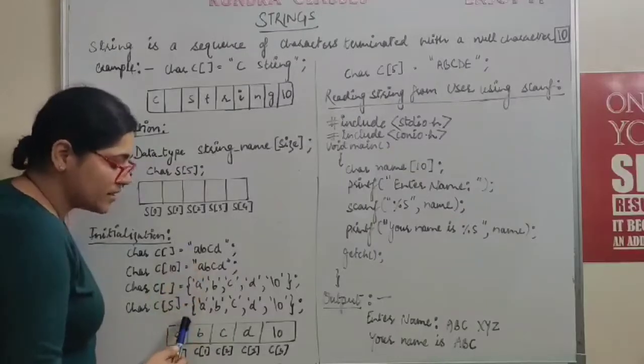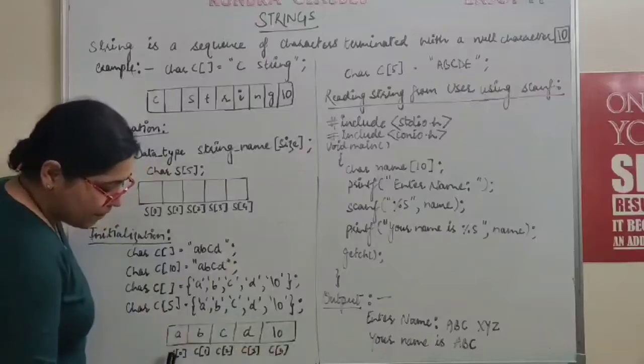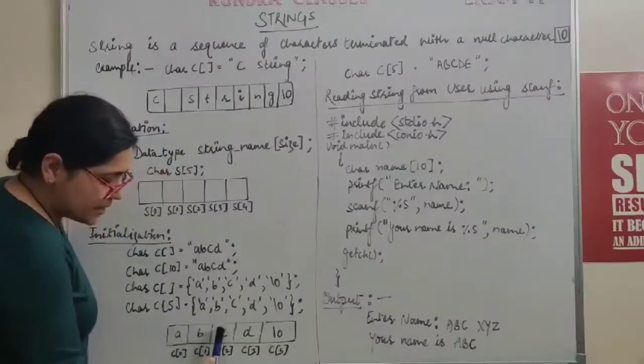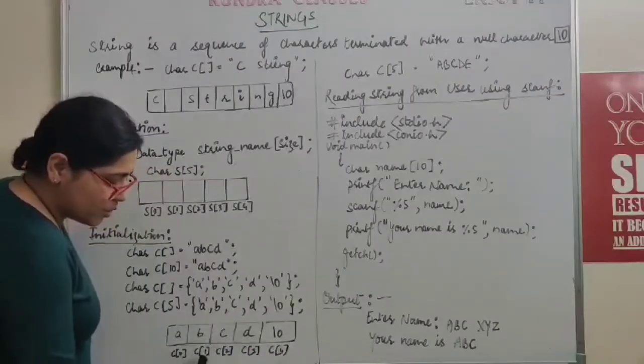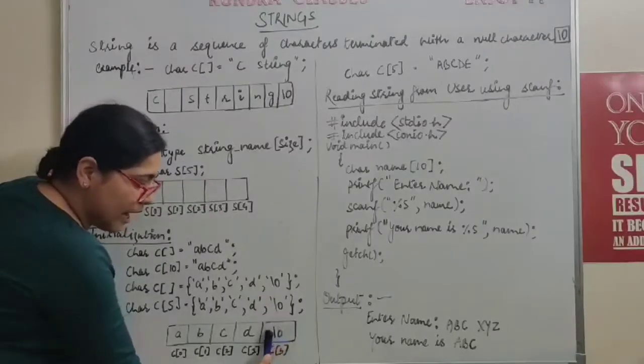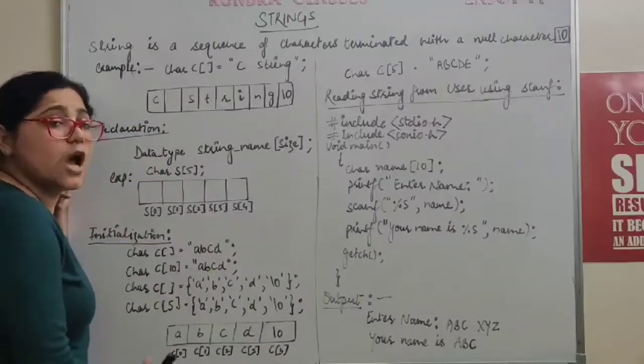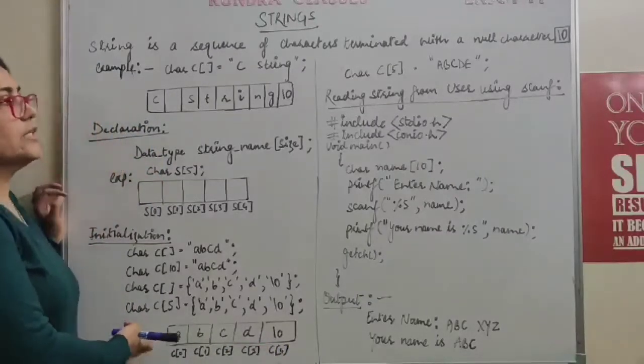All will work in the same manner and आपका जो string है वो ऐसे initialize होगा. A, B, C, D on C[0], C[1], C[2], C[3] positions, and then on the last position the null character will be added. Okay, so this is how we can initialize strings.